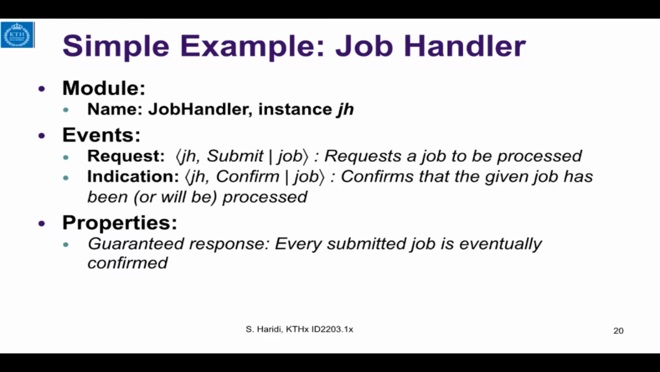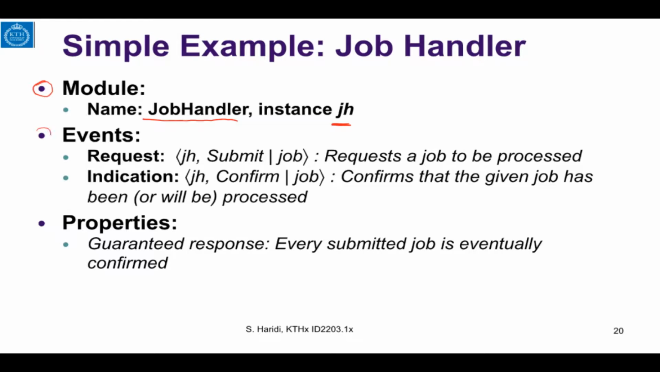So let us look at a simple service. Actually, this is not concurrent or distributed, just a very simple sequential service. And this also describes how we are going to specify things. A service is specified by a module, and the module will be the name of the service. In this case, the name of that module is the job handler, and we will use the notation JH to denote any instance of that module. We refer to an instance.